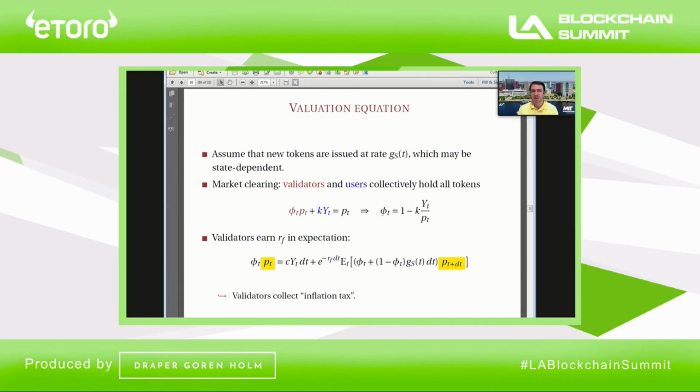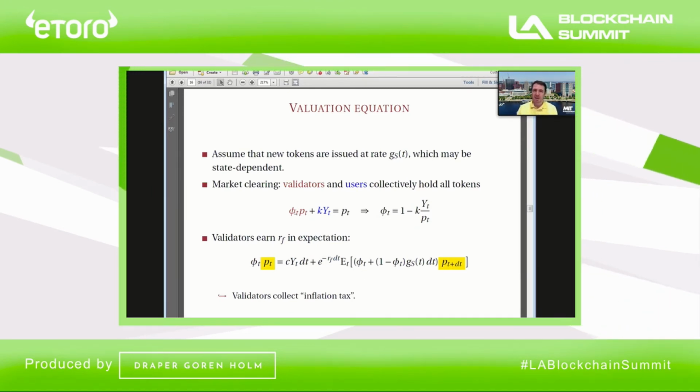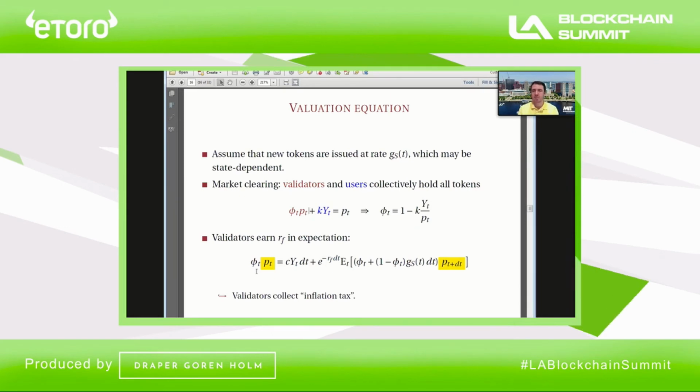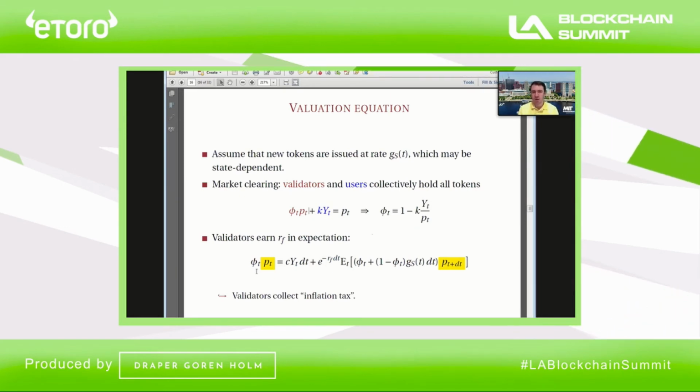In this case, we can extend our model. Again, the total value of the tokens, P, is equal to the balances held by consumers, K times Y, plus the value of the validation pool. That is the market clearing condition that's still valid. And as before, validators have to earn their opportunity cost. Under the Q measure, the expected return on their balances is equal to the interest rate.